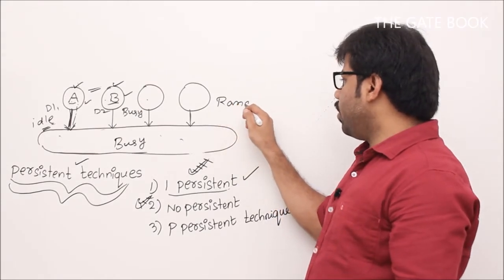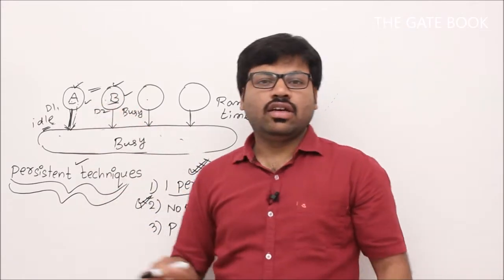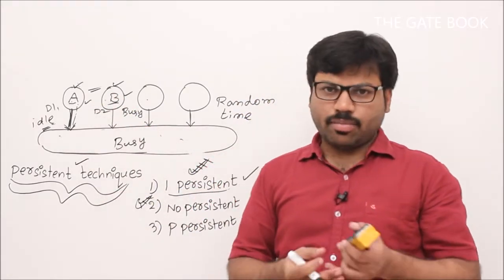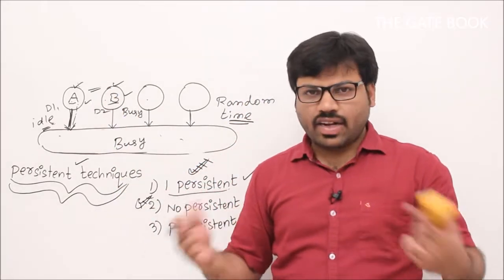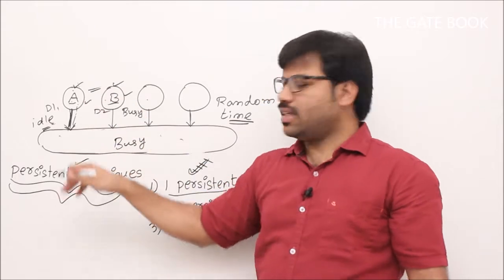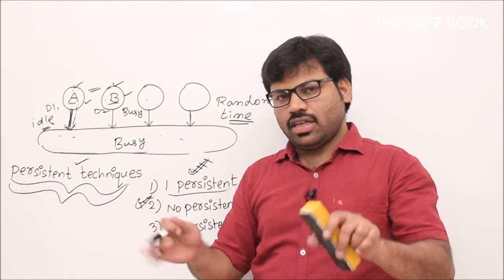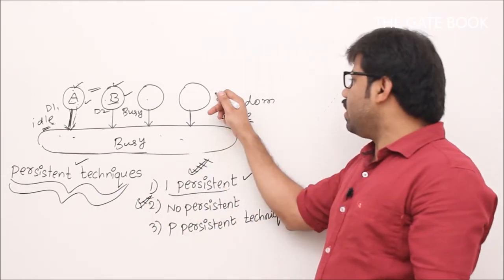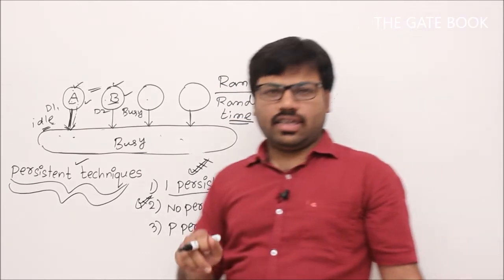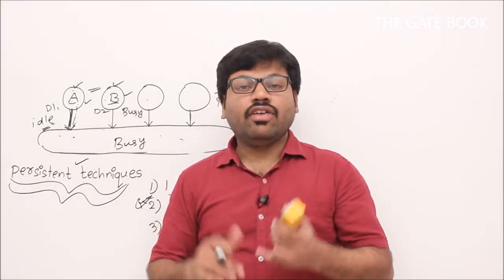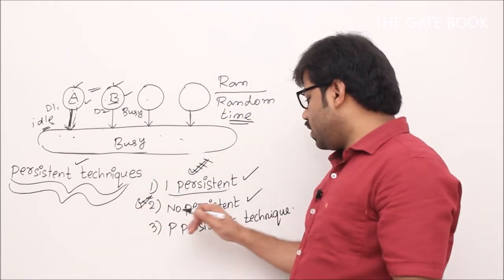Okay, so let's remember this concept, random time. Every station is going to generate a random number. Based on that number, they are going to wait. After the random time, stations will again sense the channel. If they see the channel free, they will send. If the channel is again busy, then again they will wait for a random time. That technique is called the non-persistent technique. That means we are not immediately sending, we are postponing our decision. So this is about non-persistency.